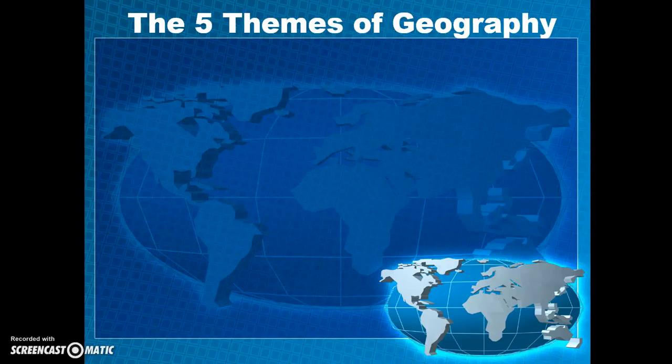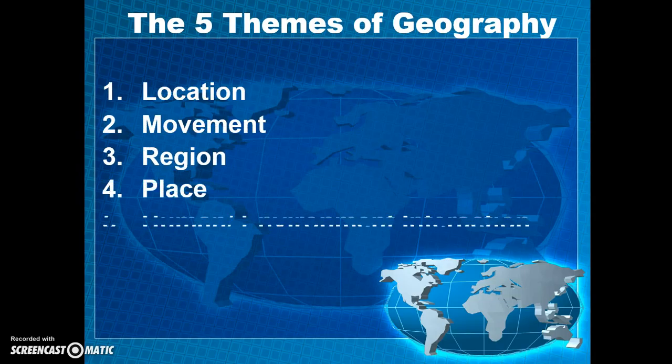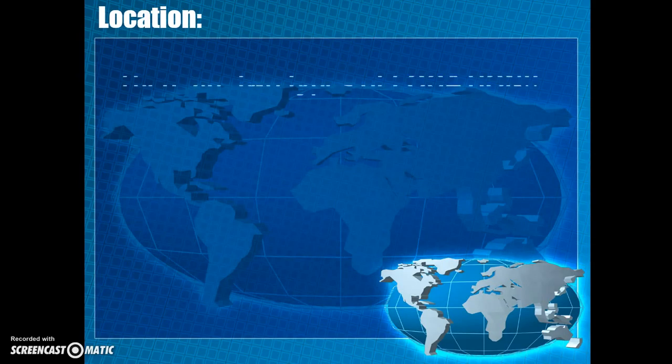Now we're going to discuss the 5 themes of geography. When we study geography, we're looking at 5 particular elements every time that we study an area. First is location, second is movement, region, place, human-environment interaction, and now let's talk about location. The location answers the question, where is it?